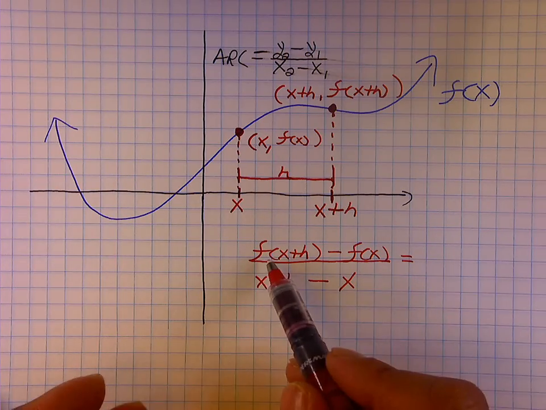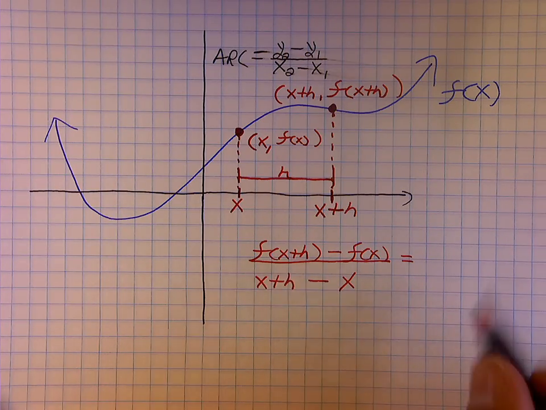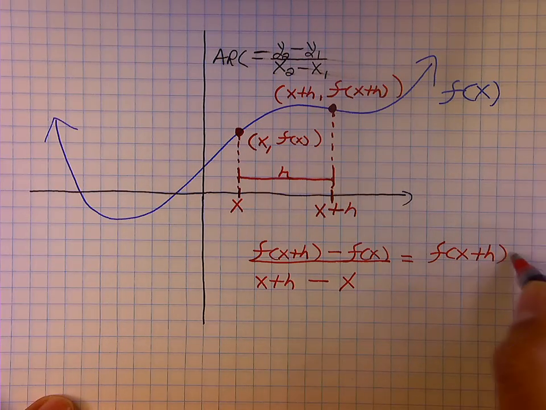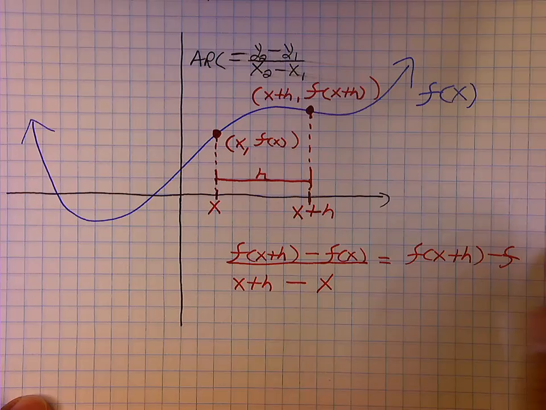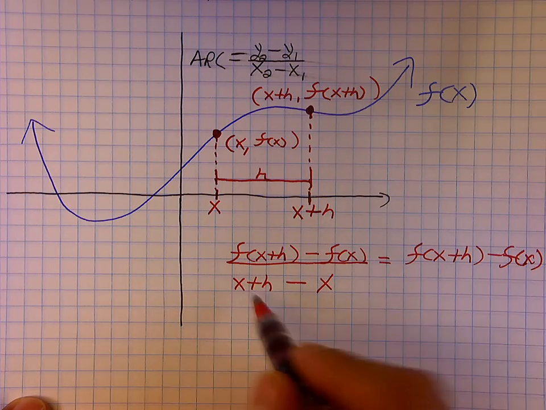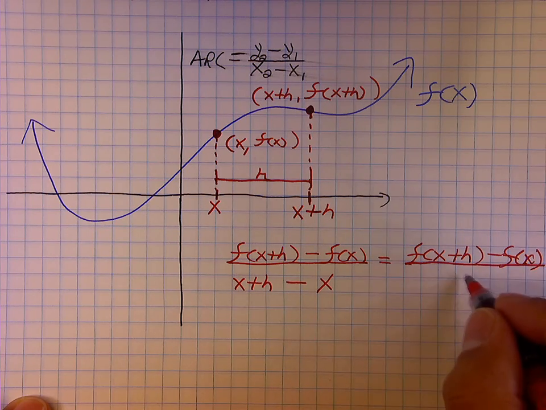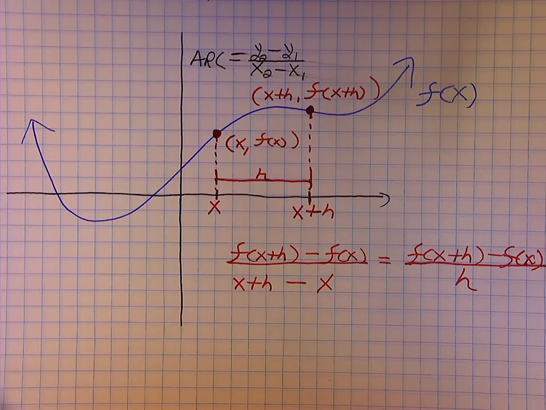Now, on the top, there's nothing we can do to simplify because we don't know what the y value is when we plug in x plus h. However, I can take x and combine it with a negative x. Those will eliminate each other, leaving me h. So my formula, f of x plus h minus f of x in the numerator divided by h, is called the difference quotient.